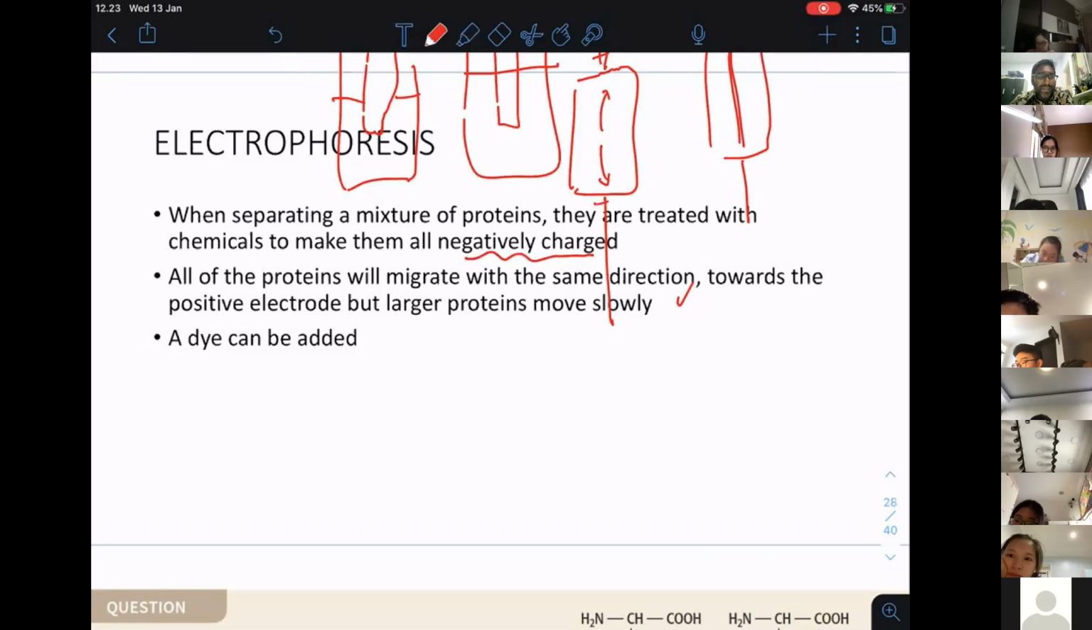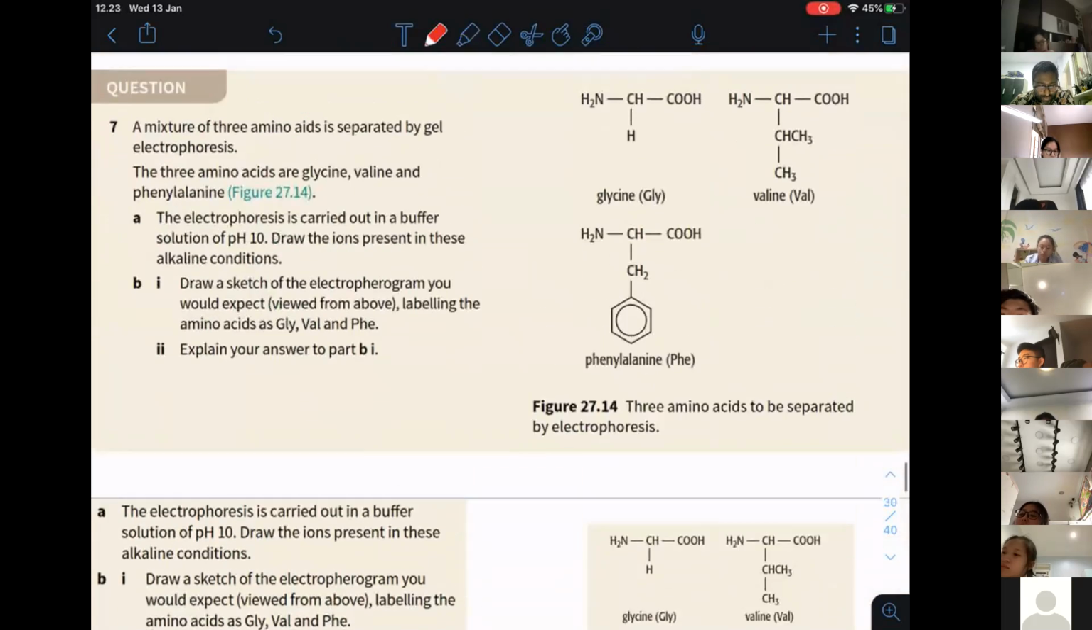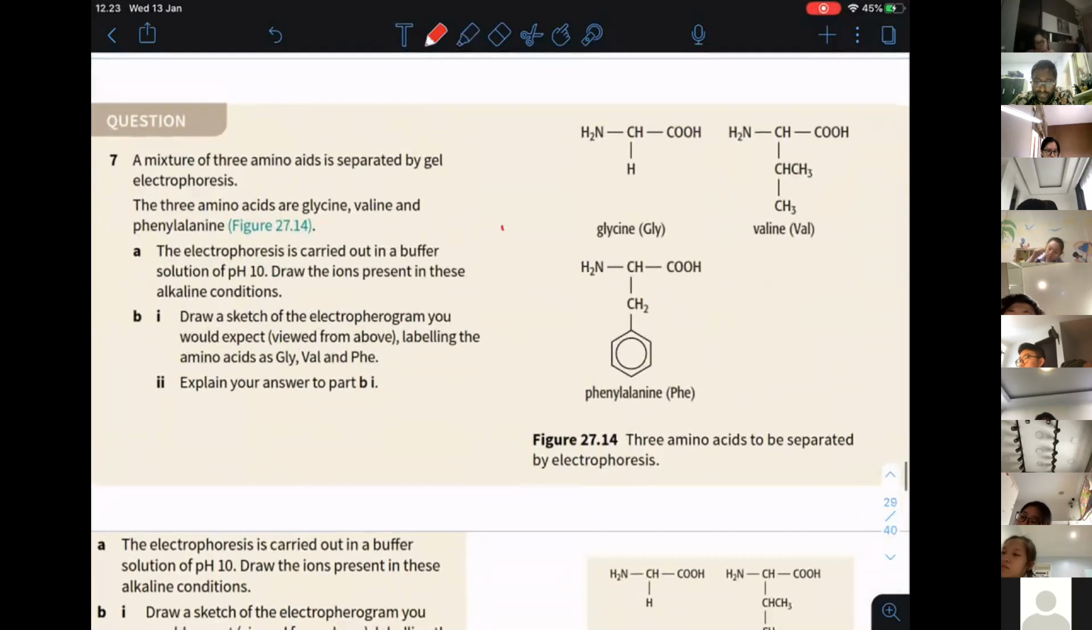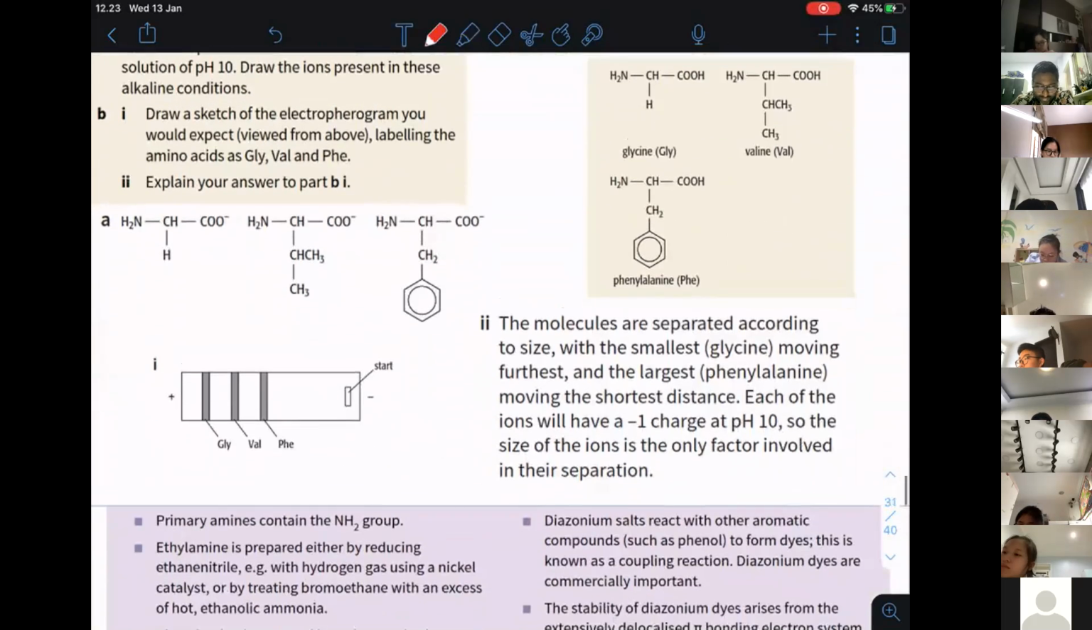So a dye can be added, because proteins are colorless. So you need to actually add dye so that you can see. And then again, don't forget they use UV light to see the bands. And these are some of the questions. We can try the questions with the answers and everything is there.